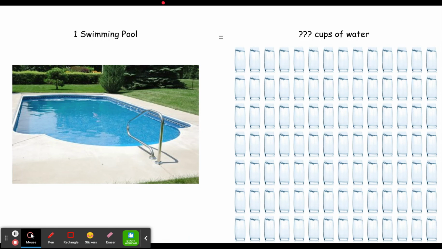Notice they go off the screen there because it's more than even the ones I've got here. But we get that idea that because the swimming pool is a big unit, when we go to smaller units, we're going to need more of them. 1,000, 10,000. I don't know how many cups of water there are in a swimming pool, but you get the idea. It's a lot.